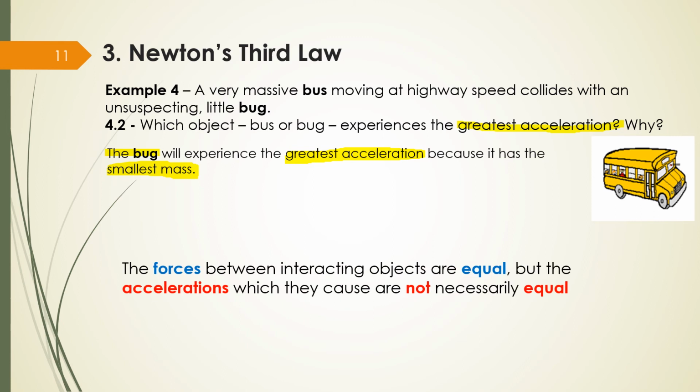So the forces between interacting objects are equal. The forces are equal, but the accelerations will be different, will not necessarily be equal. The acceleration will be equal just if the two objects have exactly the same mass.